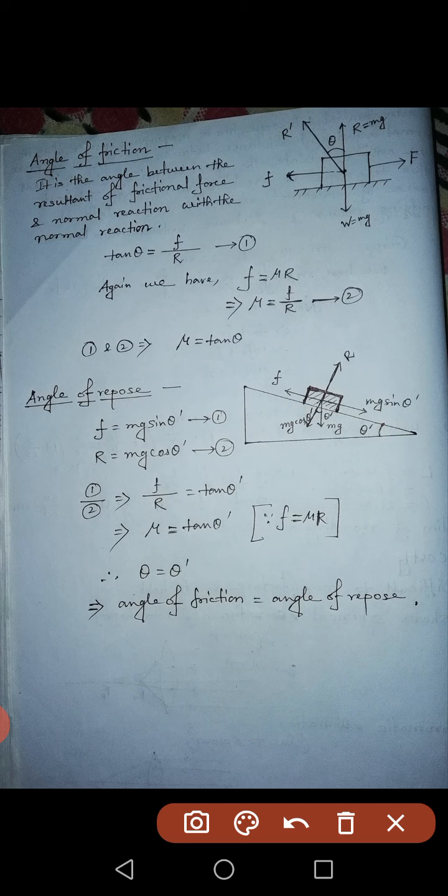So in this figure, which one is the angle of repose? Theta dash is the angle of repose. Now we will resolve certain forces. Let us see how many forces are acting on the object. First one is the gravitational force or weight of the object, which always acts in the vertically downward direction. This is mg.